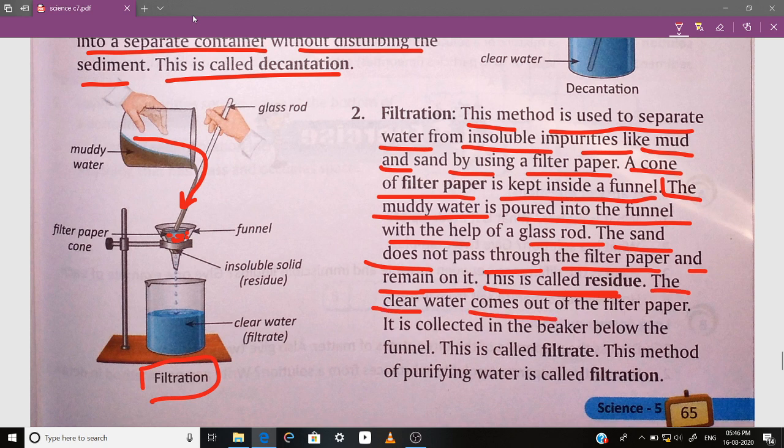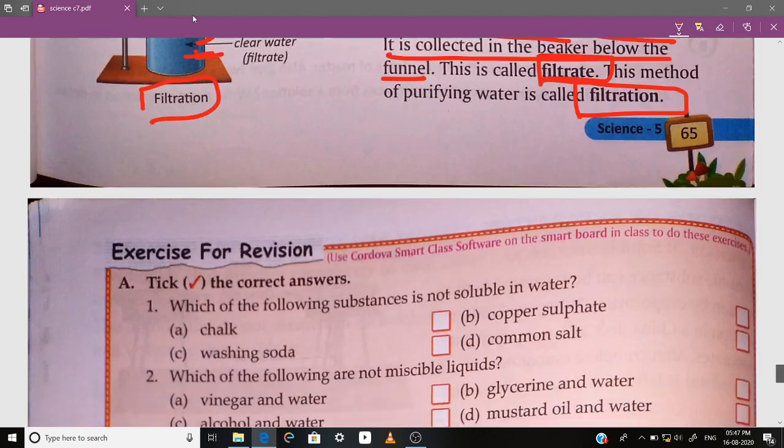The clear water comes out of the filter paper, and it is collected in the beaker below the funnel. So this is the beaker, and in this beaker we have clear and clean water. This process is called filtration, and the clear water is called filtrate. So what is filtrate? Filtrate is the clear water. What is residue? Residue is the sand which is collected in the funnel, and this whole process is called filtration. I hope this is clear to everyone.